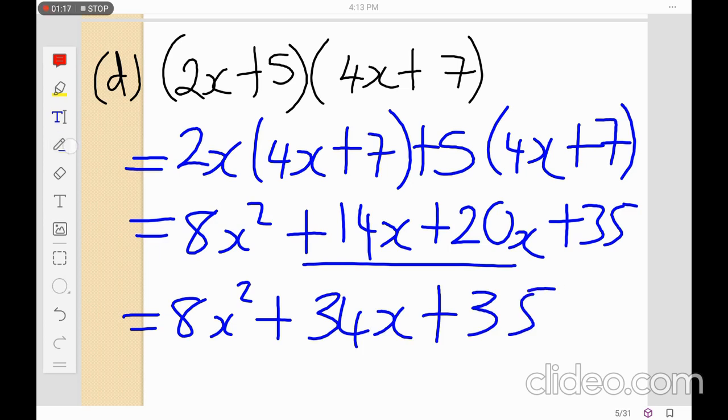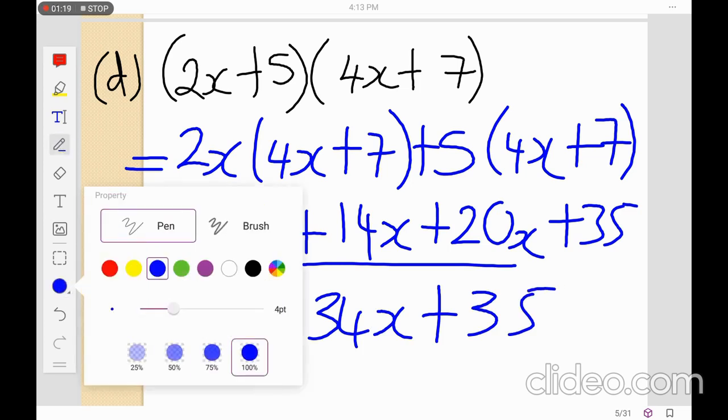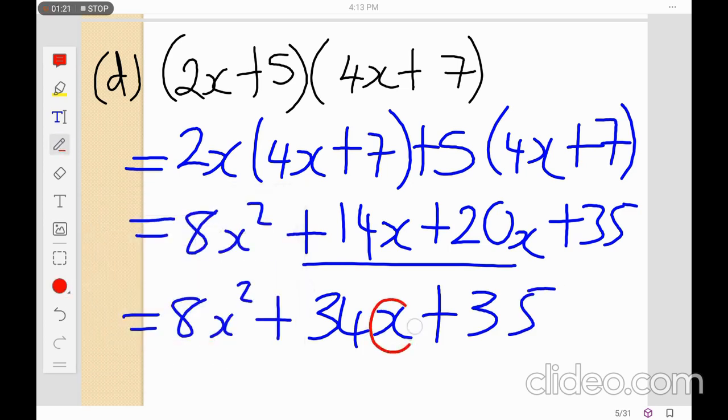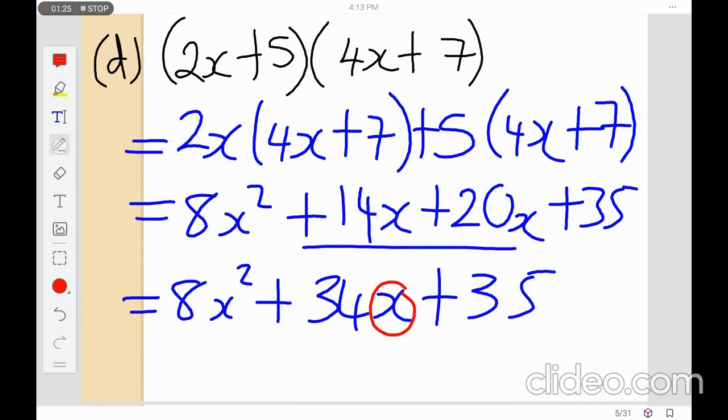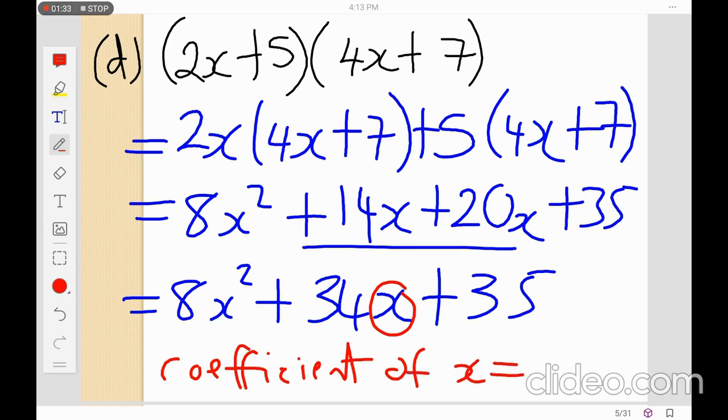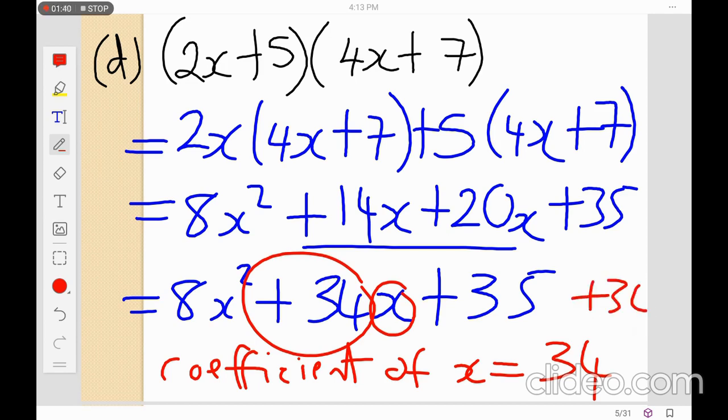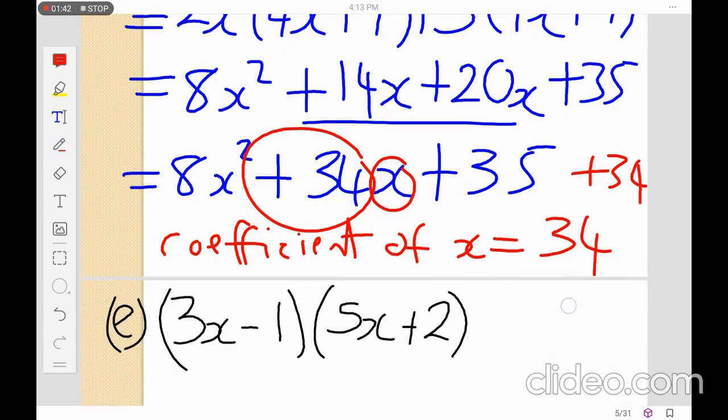The coefficient of x is going to be the same thing. We take the number that has got x, so the coefficient of x is equal to 34. Even if it has got plus, you can write plus 34. It's one and the same thing. Let's do the other question.